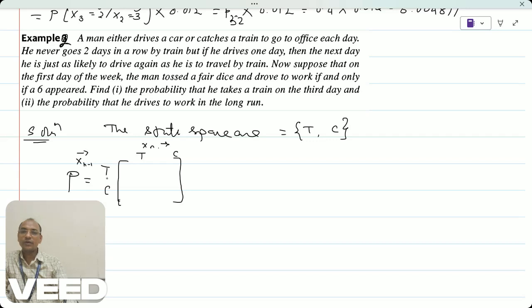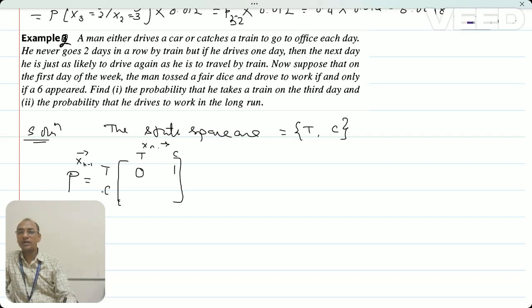So now if the first day he travels by train, then there is no chance that he will again travel by train, so that is 0. If he travels by train in the first day, there is a chance that he will travel by car, and so we will have here 1.